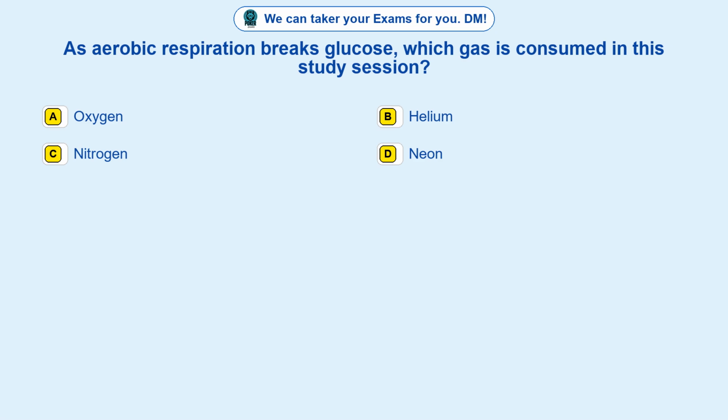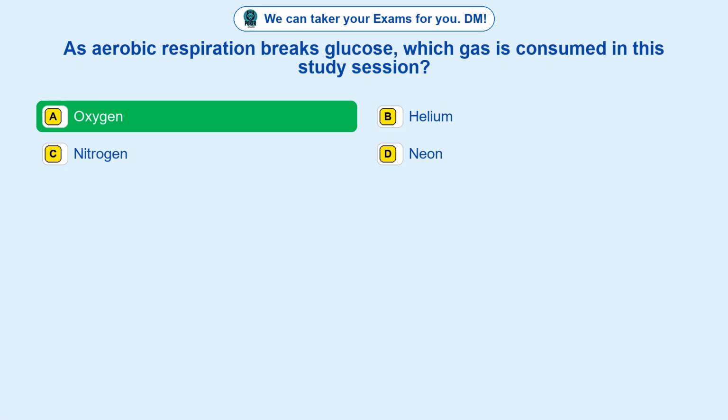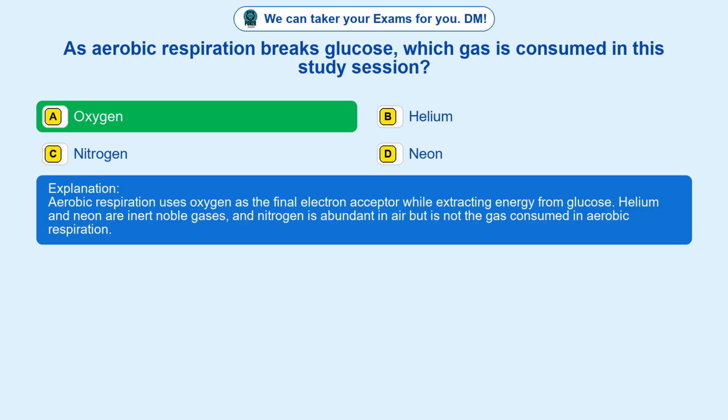Question 23. As aerobic respiration breaks glucose, which gas is consumed in this study session? Option A, oxygen. Option B, helium. Option C, nitrogen. Option D, neon. The correct answer is option A. Oxygen. Aerobic respiration uses oxygen as the final electron acceptor while extracting energy from glucose. Helium and neon are inert noble gases, and nitrogen is abundant in air but is not the gas consumed in aerobic respiration.